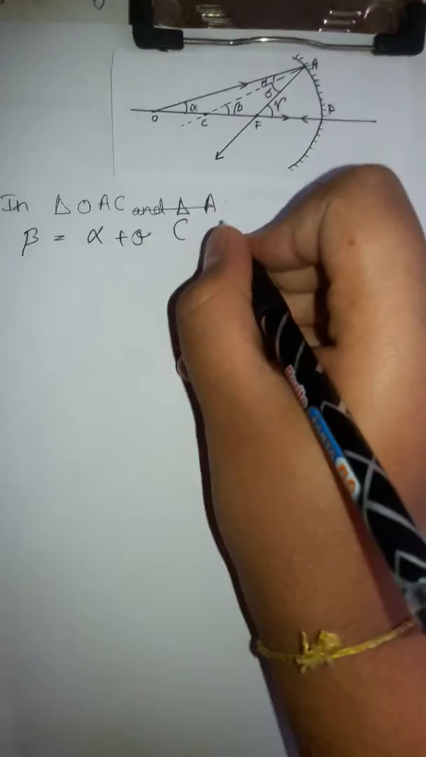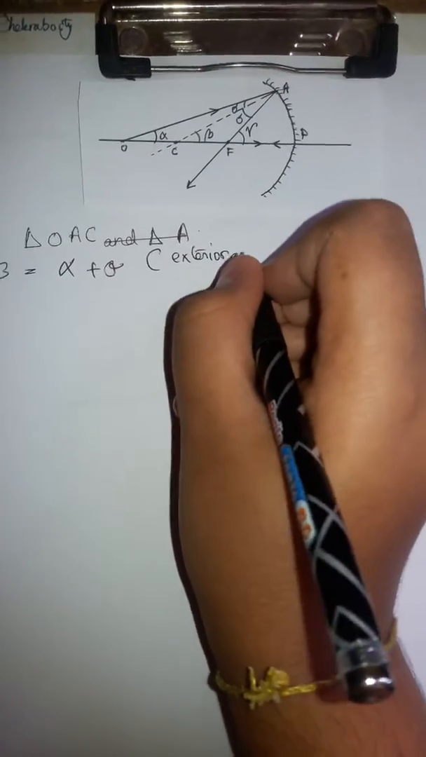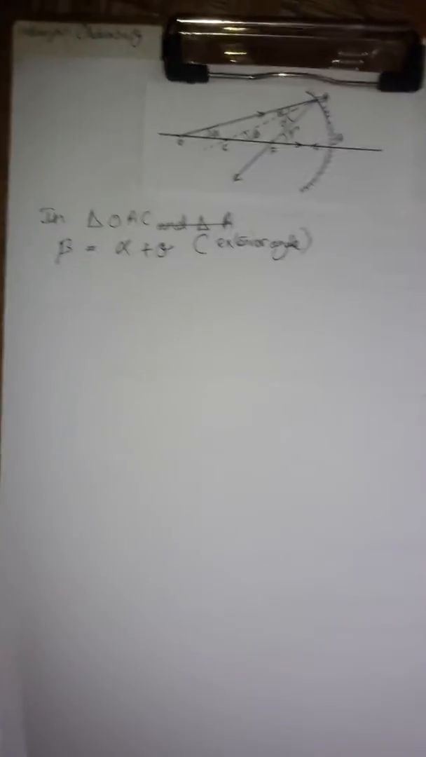Now what's the reason for this? Exterior angle property. You can see how this is the exterior angle, and these are the two interior opposite angles. We know angle of incidence is always equal to angle of reflection, the second law of reflection.